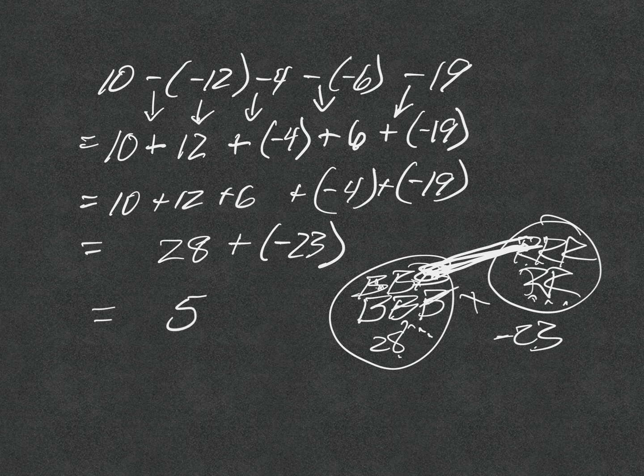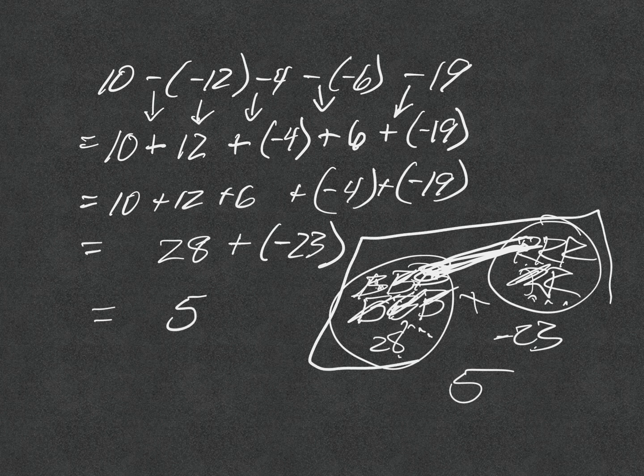And so what I do is I do that 23 times with the blacks and the reds. And at the end of that, I'll have 5 black ones left over. So that's a nice way that you can think about it as well.